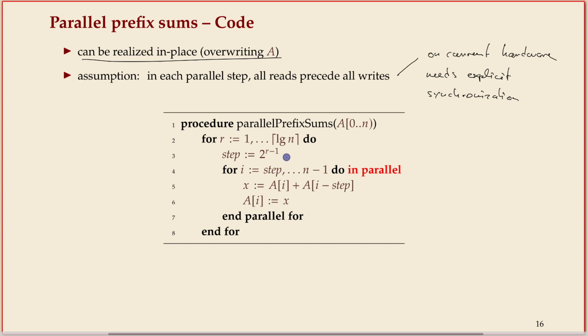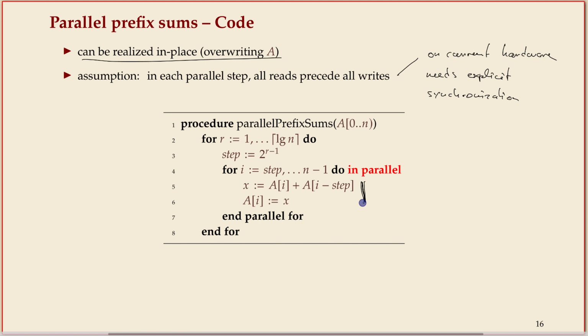Then you compute the step size that doubles in each step. And here's what we actually do in parallel. So the rounds are sequential. I have to do one round after the other. But in each round across the array, I can work in parallel. And what I do in parallel is just a single addition, and then I write it back. So note that I've split this operation into 2 time steps here.